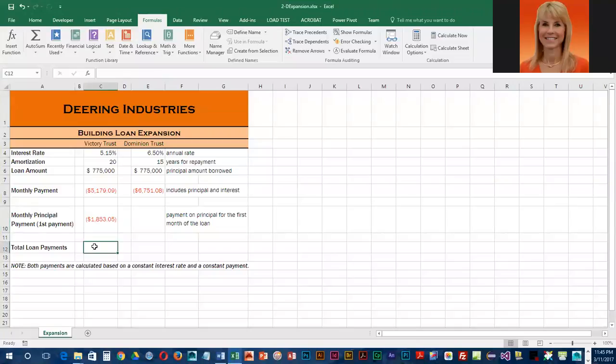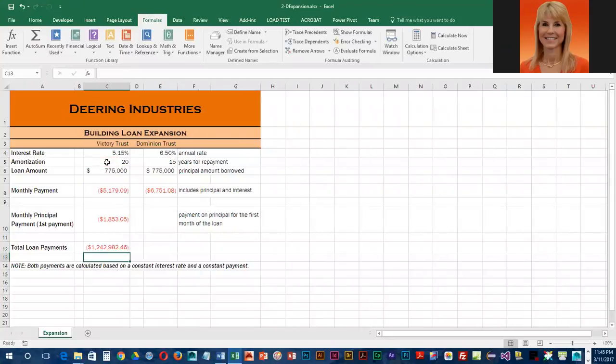Now, they also want us to figure out how much the total loan payments are going to be. We've done this little calculation before, but we're going to key in an equal sign. Then we're going to click on the monthly payment. We're going to multiply that by 12 because that'll put it in years. And then we're going to multiply that by the number of years, which is 20. So for this amount that we are borrowing over the course of the 20-year loan, that is what we are paying back.